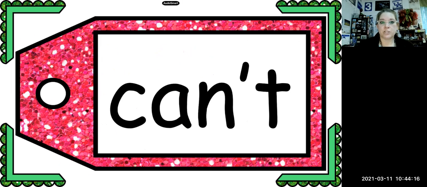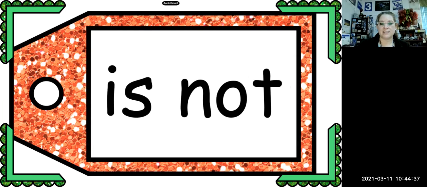So if you need to, pause the video after each word so that you have time to think of a sentence and say it and push play, okay? So go ahead and push pause, and then when you've done your sentence for can't, we will move on. Is not. Okay, say that with me. Is not. All right, now pause the video to think of a sentence with is not and then hit play.